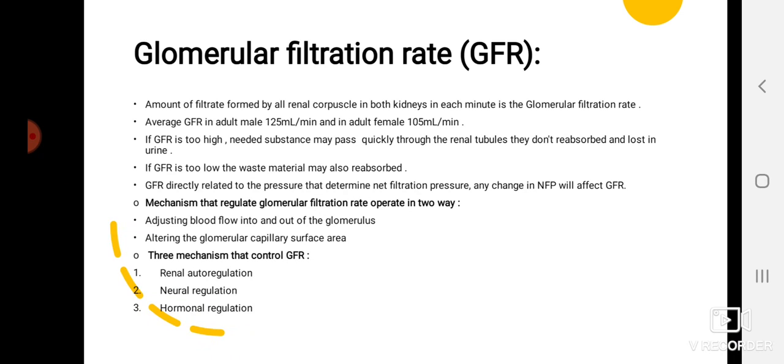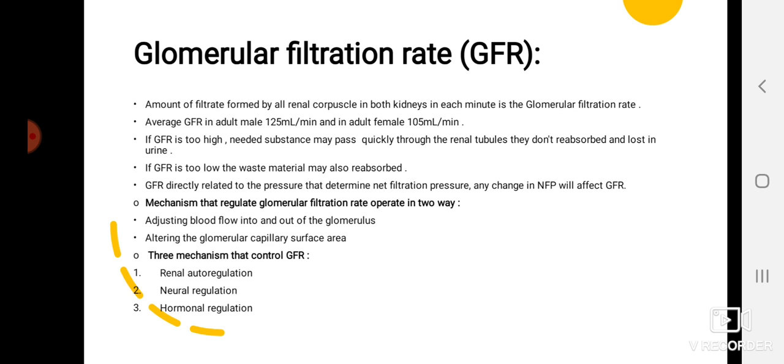If there is dilation of the afferent arteriole, the flow of blood is increased. These mechanisms, the contraction and dilation of the afferent arteriole, are controlled to control the GFR. There are three mechanisms to control the GFR. First is renal autoregulation, second is neural regulation, and third and last is hormonal regulation. You understand these points?